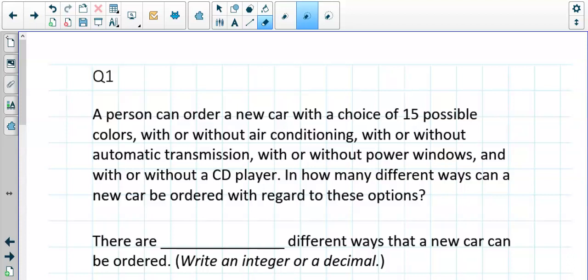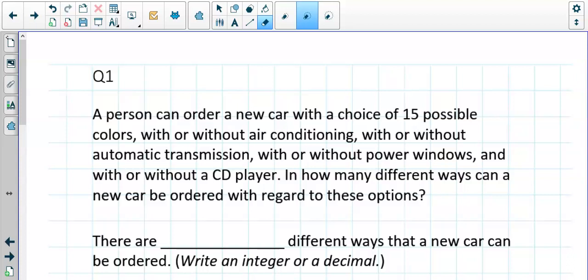They cover chapter 11. So right here we've got a person can order a new car with a choice of 15 possible colors, with or without air conditioning, with or without automatic transmission, with or without power windows, and with or without a CD player. How many different ways can a new car be ordered with regard to these options? So again, down here it says write an integer or a decimal. This is not going to come out to a decimal.